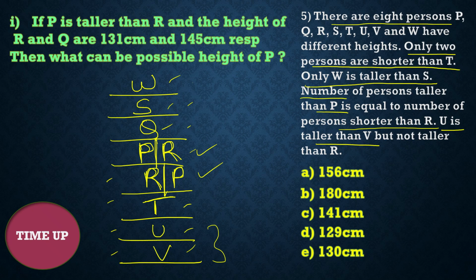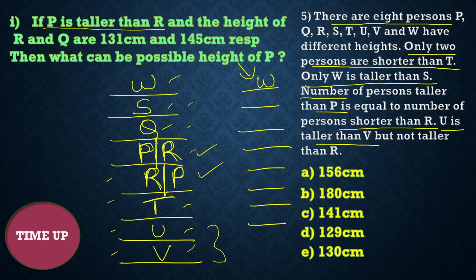Now what is the question asked? If P is taller than R. Now they have specified this in the question. This is your arrangement. In the question they have specified that P is taller than R. So what will be the arrangement?